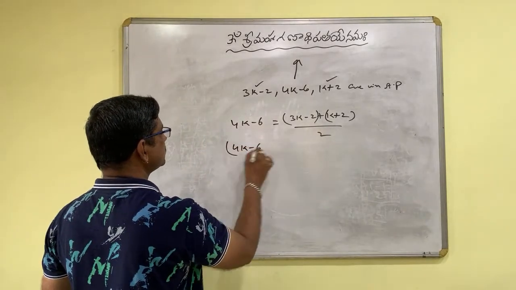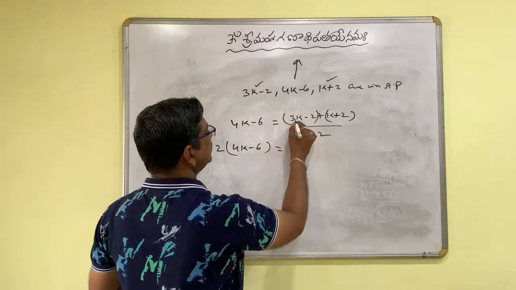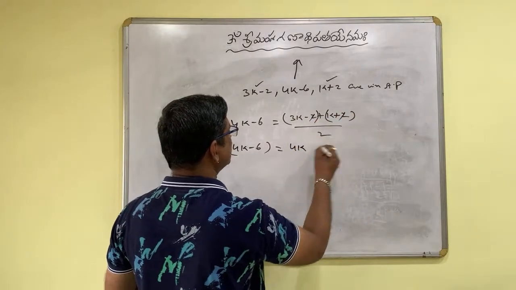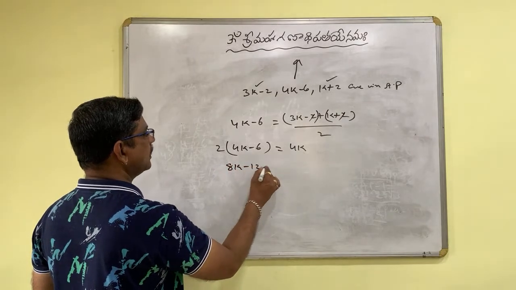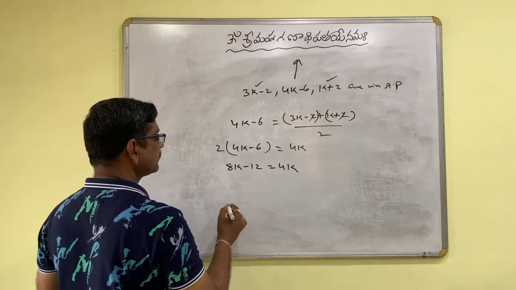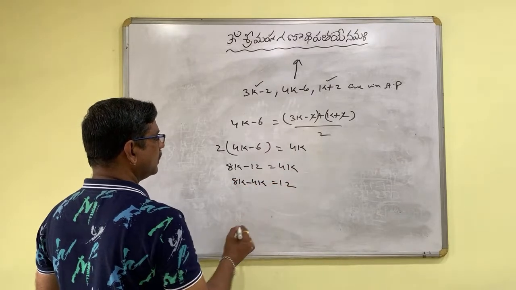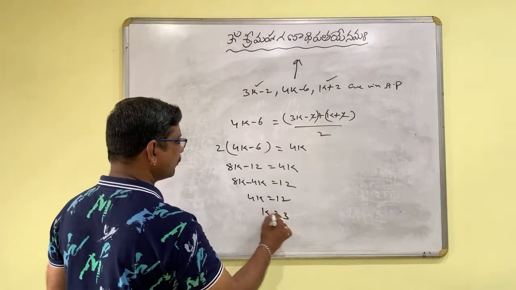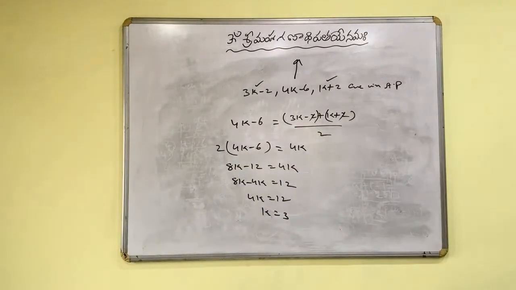4K minus 6 into 2. This 2 will come this side. 3K plus K, 4K. Plus 2 minus 2 cancel. So 4K. Now simplify. 8K minus 12 is equal to 4K. 8K minus 4K is equal to 12. 4K is 12. K is equal to 3.